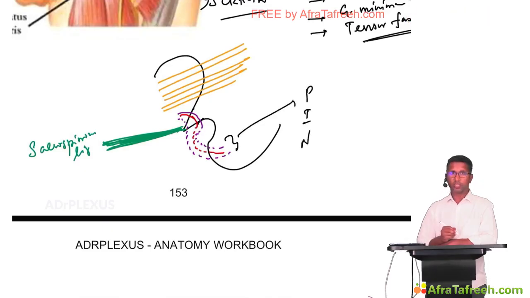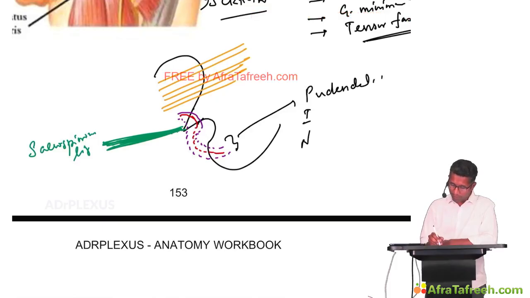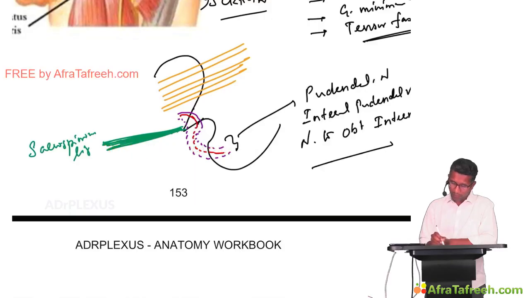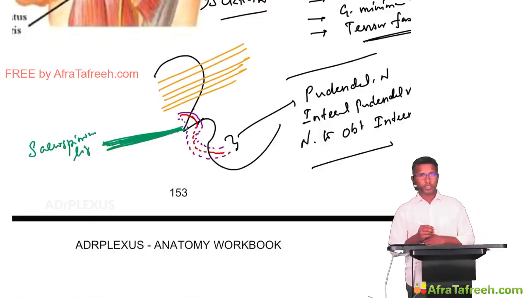What do these PIN structures stand for? P stands for pudendal nerve, I stands for internal pudendal vessels, and N stands for nerve to obturator internus. Very, very important question.